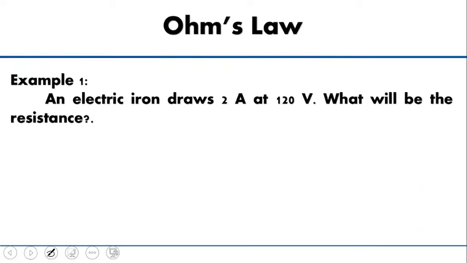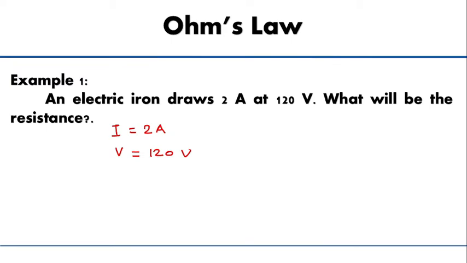Let us see some examples of Ohm's law. Example 1. An electric iron draws 2 ampere at 120 volt. What will be the resistance? Here we need to find out the resistance of an electric iron. The given values are that I is equal to 2 ampere and V is equal to 120 volt.